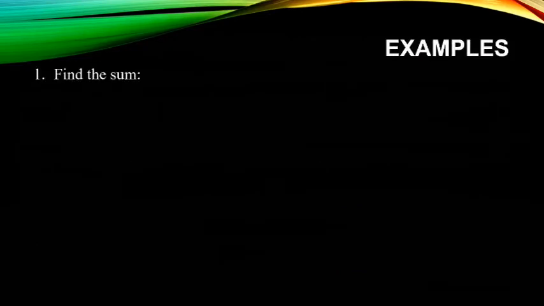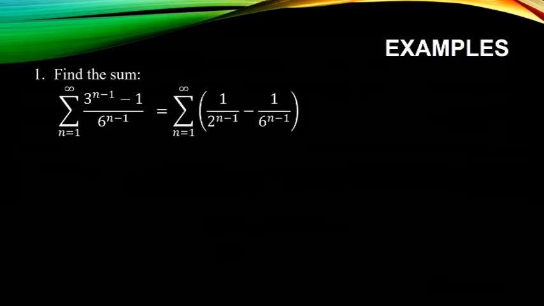Examples. Find the sum. Given the series of 3 raised to n minus 1 over 6 raised to n minus 1 as n starts from 1 to infinity, let's simplify this by dividing the numerator by the denominator. So 3 raised to n minus 1 over 6 raised to n minus 1 is actually 1 over 2 raised to n minus 1, then minus 1 over 6 raised to n minus 1.